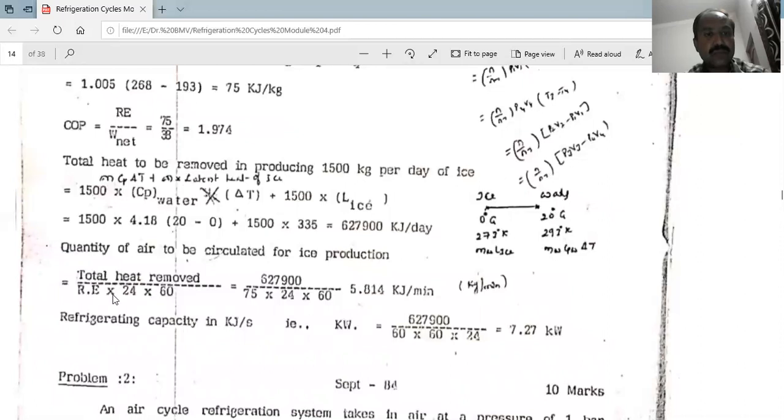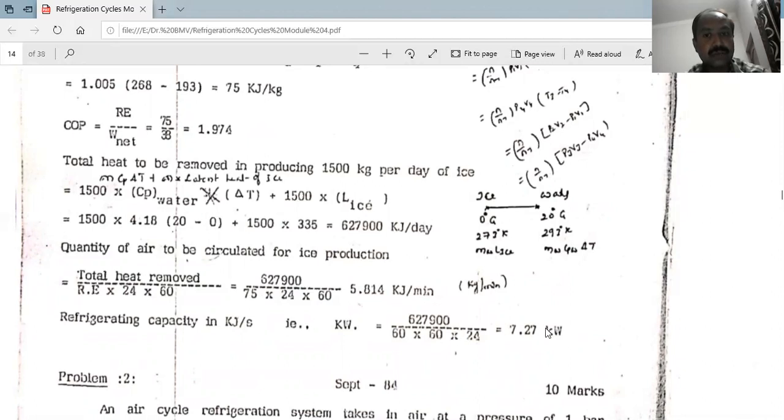divided by the refrigeration effect in 24 hours, multiplied by 60 per day. What will be calculated here? 6,27,900 divided by the refrigeration effect, which is 75, in 24 hours per day, multiplied by 60. It becomes 5.814 kilojoules per minute.